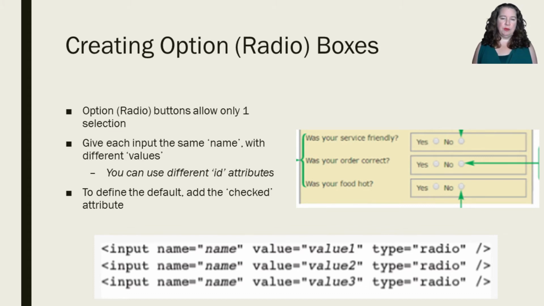So in the case that we have here, we have was your service friendly, and we have a yes or a no. We don't want them to be able to select both of them. We want them to only select one. And if they select one and the other one was already selected, we want that to no longer be selected.